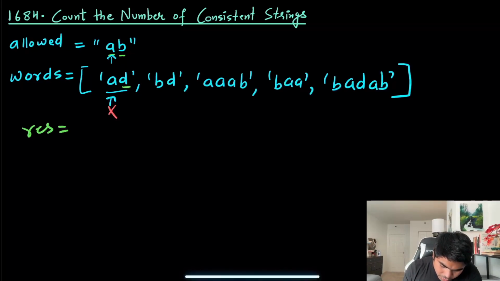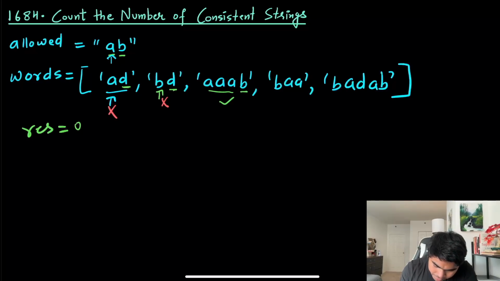My result is still 0. Then is B present in my allowed? Yes, it is. Is D present? Well, again, it's not present, so this will not be the word that I'm looking for. How about this one? Well, all A's are present, B is present, so yes.